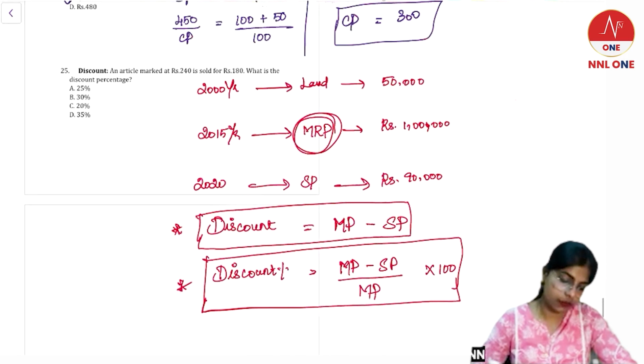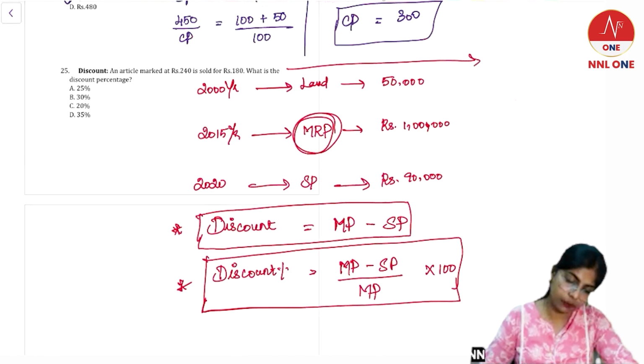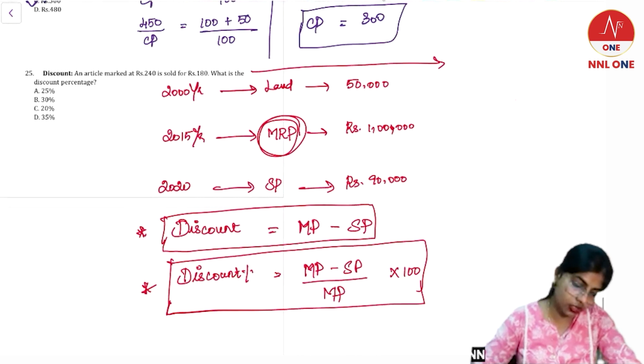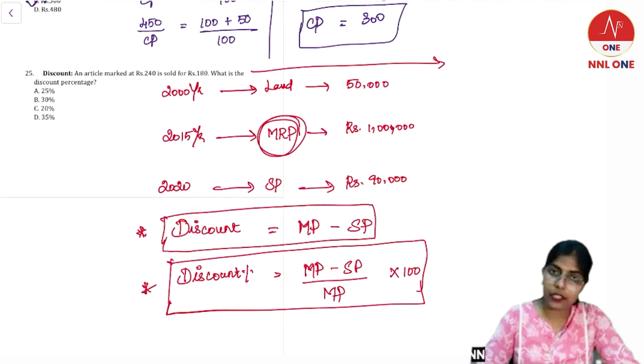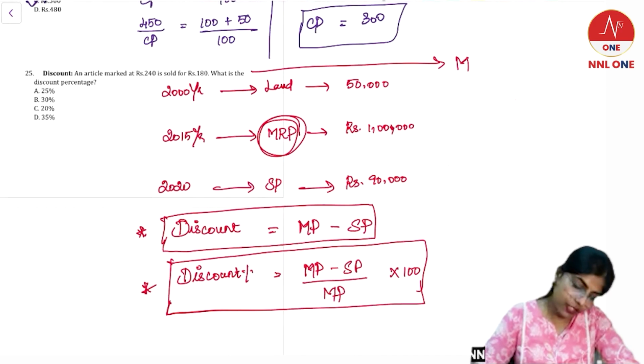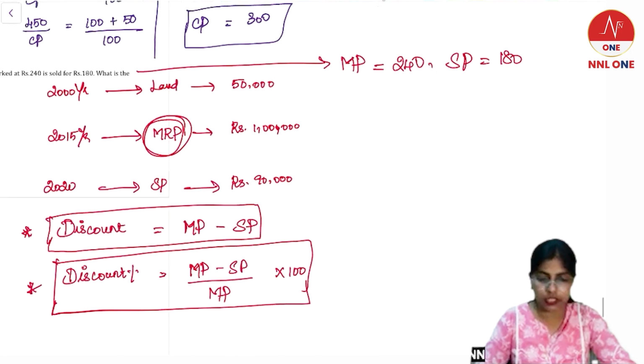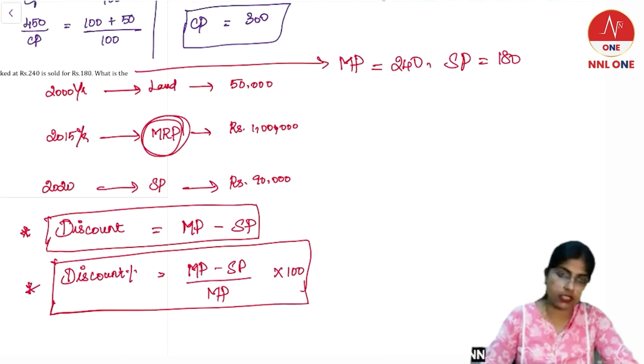So we'll see the sums here. I'll solve the sum here. An article marked at rupees 240 is sold for rupees 180. What is the discount percentage? So what is the market price here? The market price of the article is rupees 240 and it is sold for rupees 180. So they are asking us to find out the discount percentage. What is the formula for discount percentage?